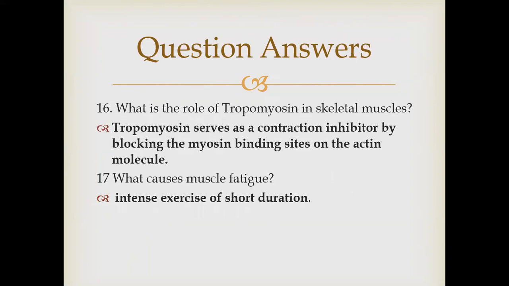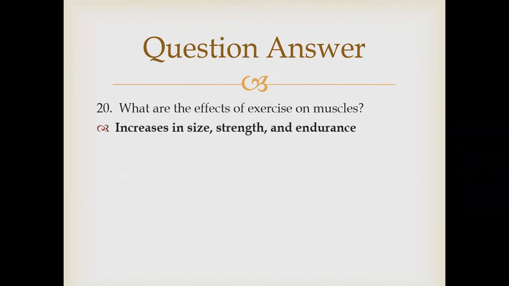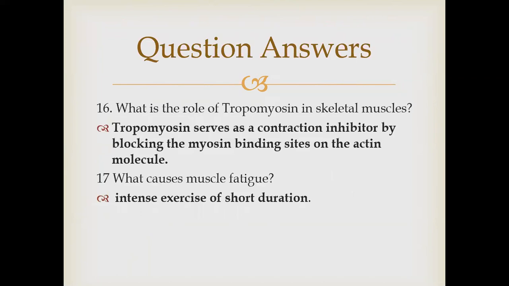All right, starting from 16 through 21, I believe. Yes. Each question is provided and an answer is provided. So for number 16, what is the role of tropomyosin in skeletal muscles? Tropomyosin serves as a contraction inhibitor by blocking the myosin binding sites on the actin molecule. 17, what causes muscle fatigue? Intense exercise of short duration.